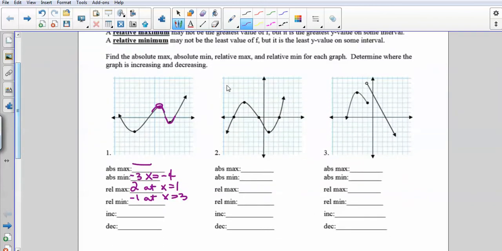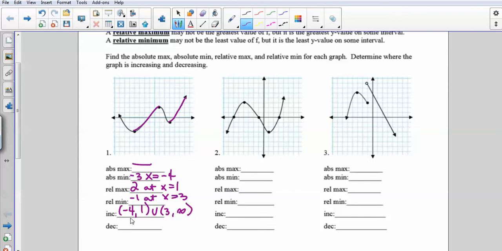Okay, intervals of increasing and decreasing. Let's look at these graphs again. The graph is increasing when the y values are increasing. So I can see it's increasing here and it's increasing here. So I'm going to write the increasing intervals by listing their x values. So the x value here is -4. So it's increasing from -4 until x is 1. And then it's increasing again from when x is 3 until infinity.